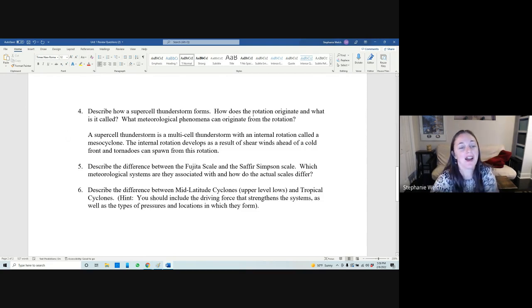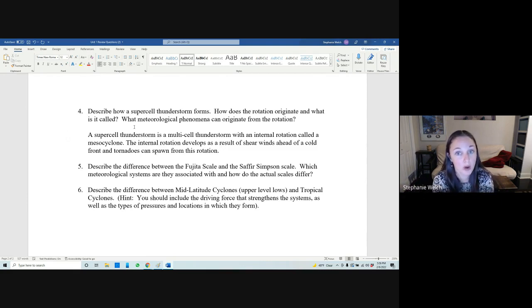So a supercell thunderstorm is just a special type of thunderstorm that has that rotation. When they start calling for tornado watches, it's usually because they've been able to spot this rotation within the storm itself, not necessarily having connected down to the ground. So a tornado watch just means the weather's right for a tornado. It doesn't mean that a tornado has been spotted.